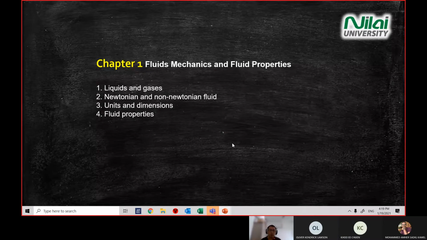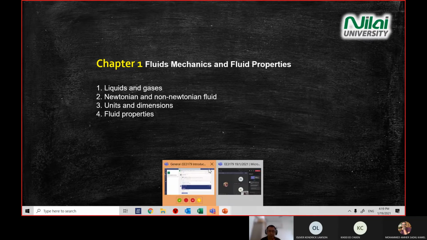Right. So for chapter 1, we're going to look at some properties of fluid, and we're going to look at 4 things here. We're going to look at liquid and gases, and then by the end of this module, you should know what is Newtonian fluid and non-Newtonian fluid. These 2 concepts are very important, either when you do the thermodynamics module or your next semester module. Okay. We're also going to look at unit and dimension. This one is basic, just a refresher on units and dimensions, and also some fluid properties.